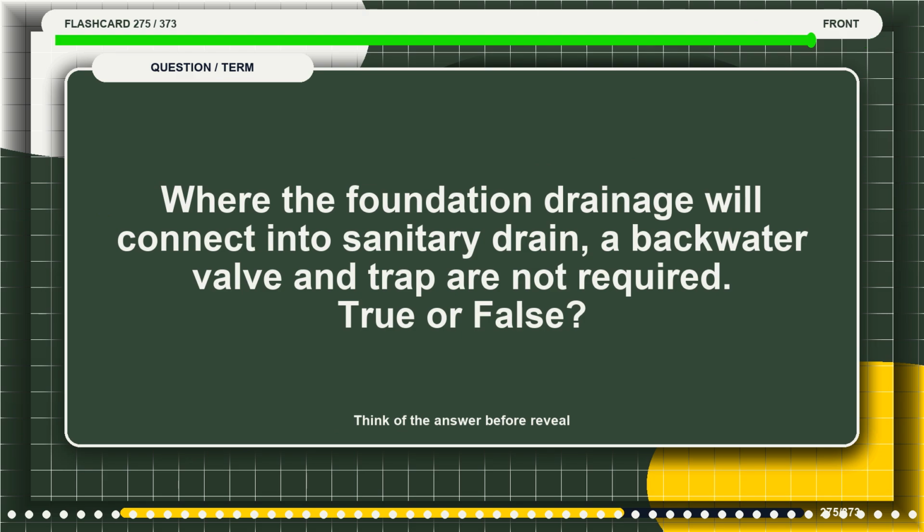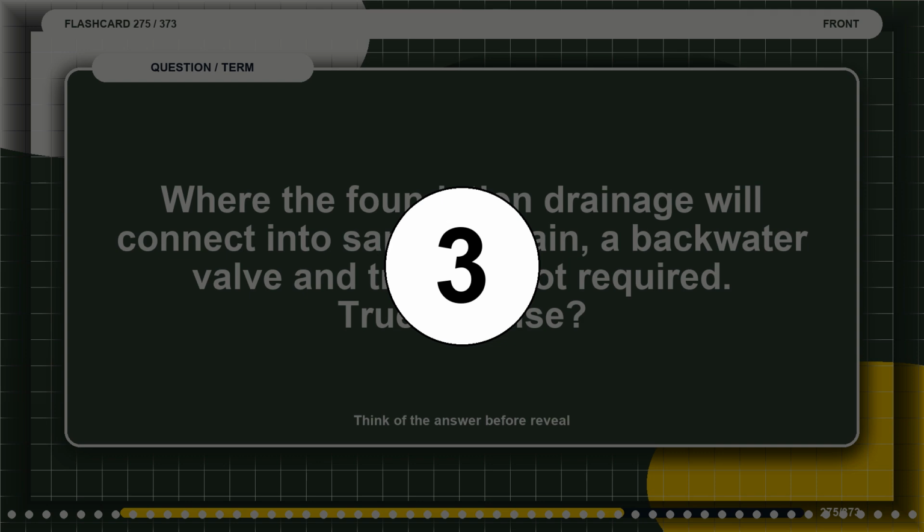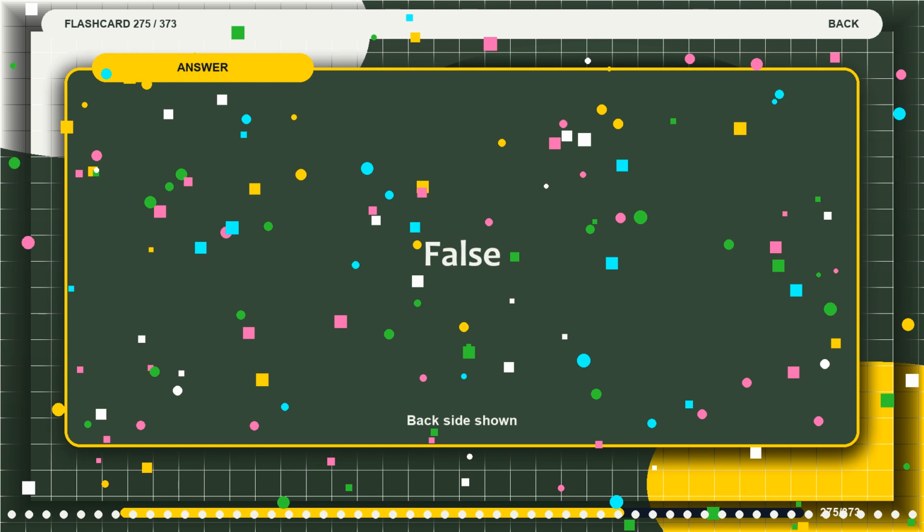Flashcard 275. Where the foundation drainage will connect into sanitary drain, a backwater valve and trap are not required. True or false? Think of the answer before the reveal. The answer is false.